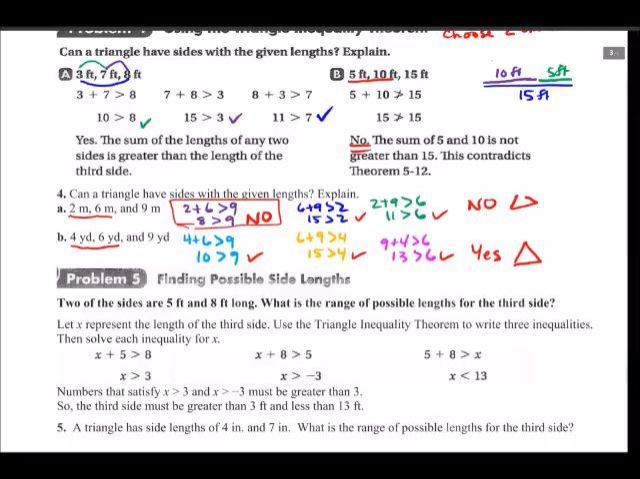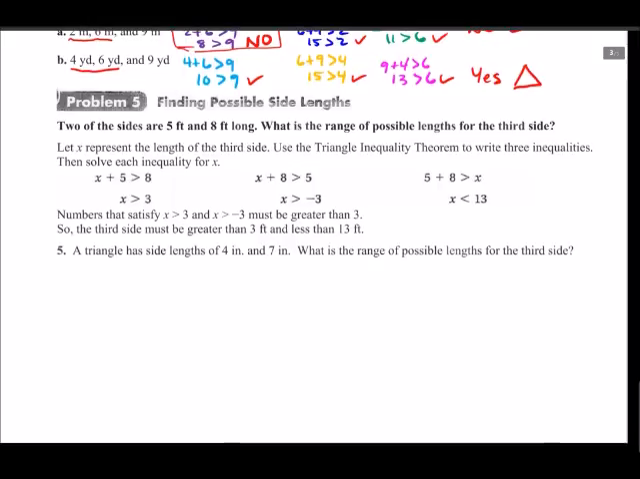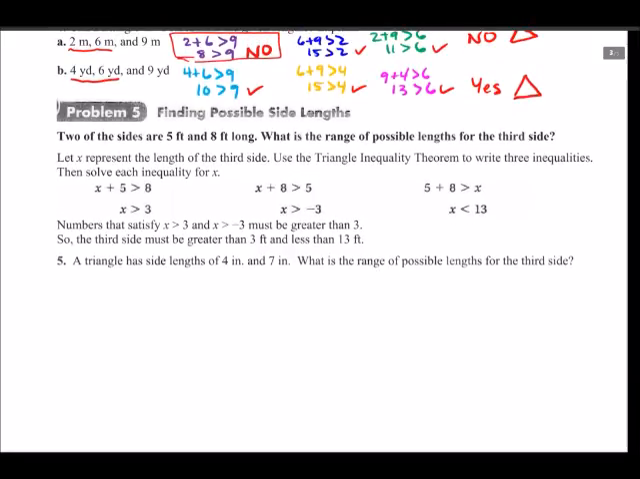So these are pretty straightforward and easy. For all triangles, the sum of the lengths of two sides will always be greater than the length of the third side. This is true for every possible triangle. So if it's not true, it's not going to be a triangle. All right. Finding possible side lengths. We are going to mark this as a good example.